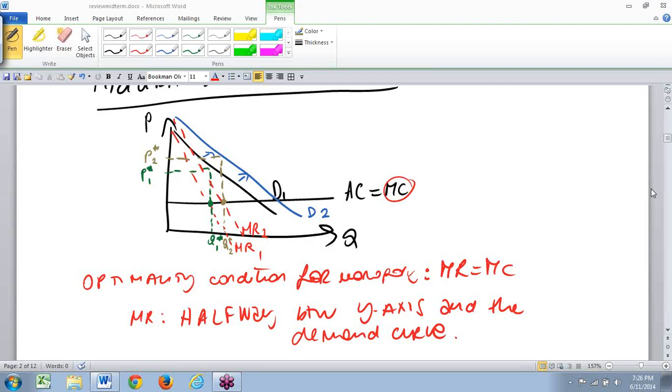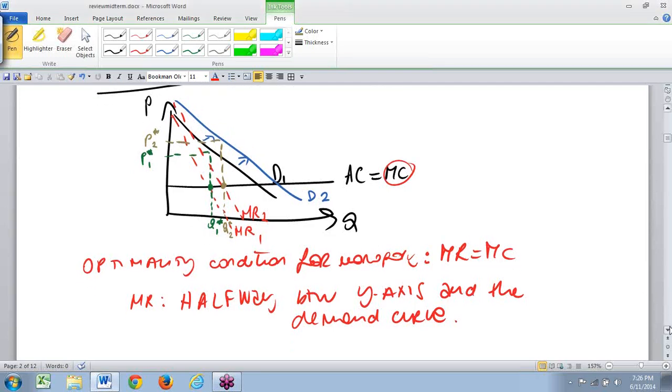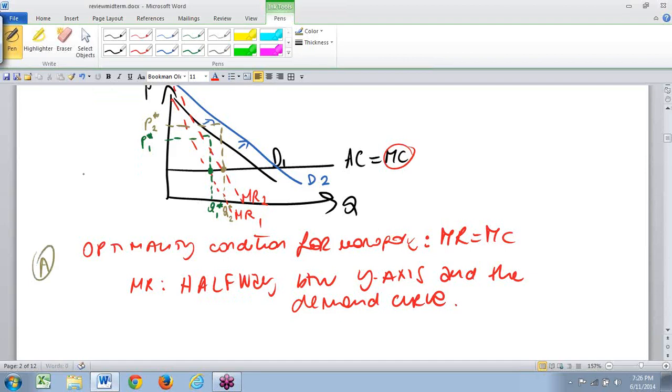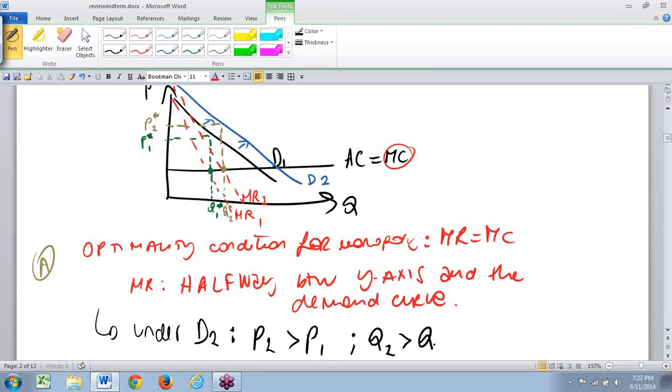Okay, so part B says show graphically and explain the sizes of the total economic profit for a monopoly for both the situation with the initial demand curve and the situation with the new demand curve. Does the economic profit increase, decrease, or stay the same? So basically what we found in part A is that under demand curve D2, price is greater than P1 and quantity sold is greater than quantity sold when the demand is demand curve 1, okay?